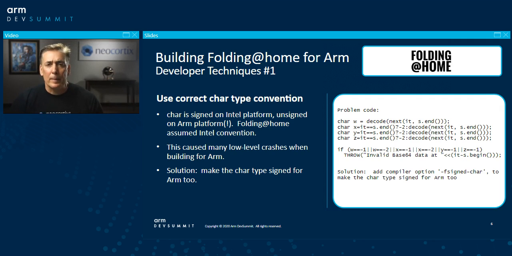So that doesn't work. The solution Dimitri applied was simply adding a compiler option, -fsigned-char, which enforces the Intel assumption on the ARM platform. That fixes the problem. But it could have been a little mysterious if all you saw was the failure and didn't know the principle behind the problem. Okay, so that's the correct char type convention assumption.